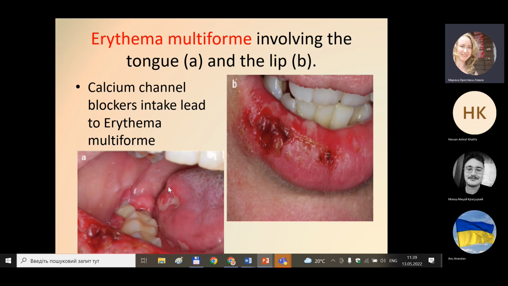So another presentation of cardiovascular diseases is erythema multiforme. It involves the tongue and lip. It can develop as a side effect of calcium channel blockers intake. Erythema multiforme.